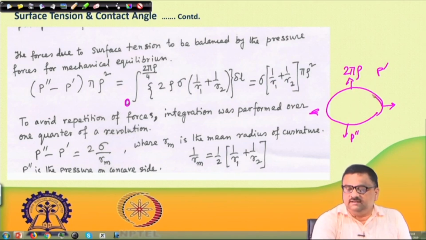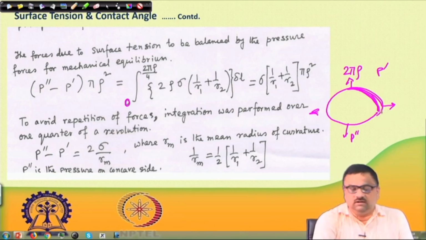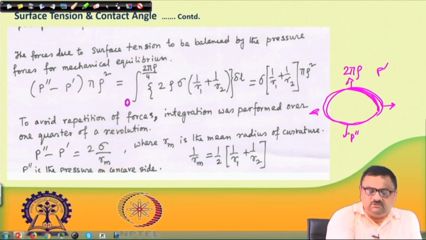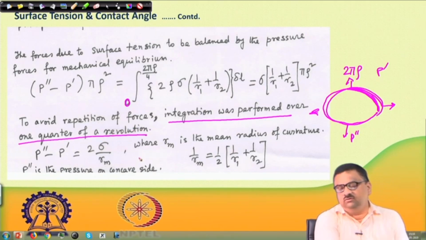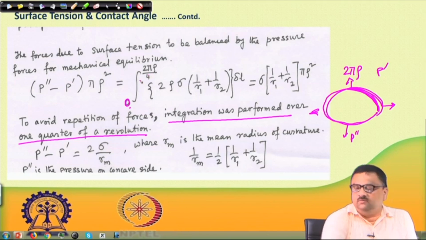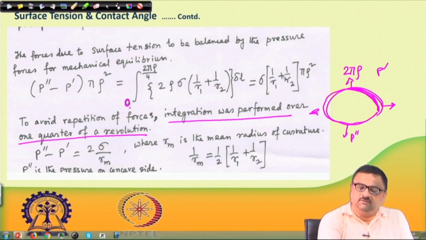So, that is why this integration is done over 1/4 of the total perimeter, because you are already accounting these four forces. To avoid repetition of forces, integration was performed over 1/4 of the revolution, and that is why the integration is between 0 to 2 pi rho by 4, only 1 quadrant. So, accordingly this comes here as sigma into (1 by r1 plus 1 by r2) into pi rho square.